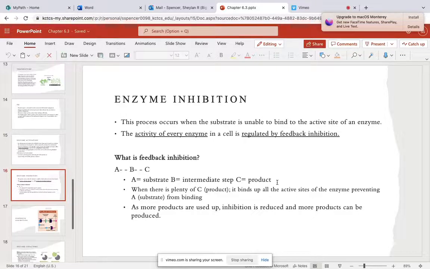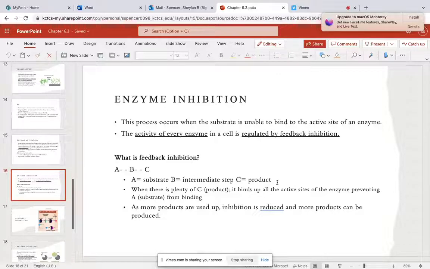Enzyme inhibition. So, what happens whenever an enzyme is inhibited? It means it doesn't work, it doesn't react in the reaction. The activity of every enzyme in a cell is regulated by feedback inhibition. So, what is feedback inhibition? Remember how we said that we have A as the reactants, B as the middle guy, like the intermediate step, where the enzyme's actually functioning, and C is the products. So, when this reaction is occurring, you're going from A to B to C. Once you have enough product, we can actually turn A off and say, hey, we don't need you anymore, man. Start slowing down on producing this product.